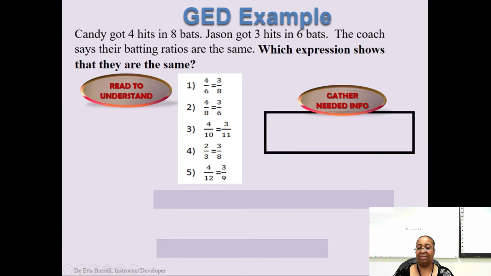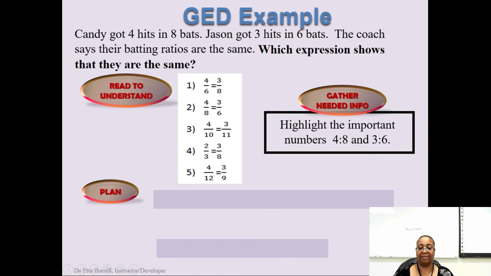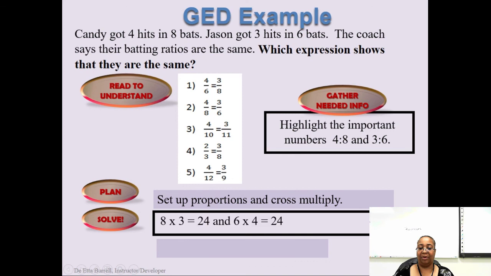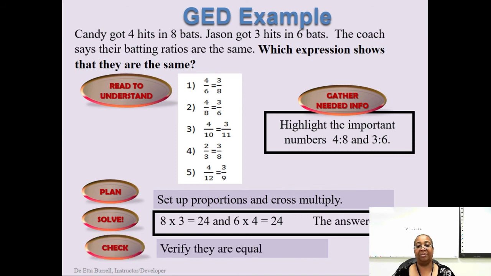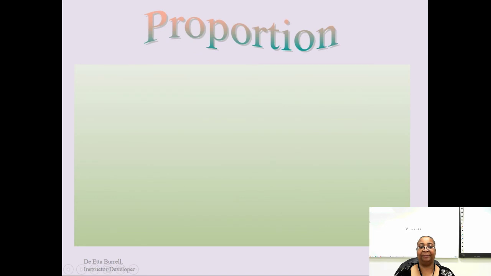When you gather the needed information, we already talked about that it was 4 to 8 and 3 to 6. Plan is to cross multiply, and we already solved it by taking the cross products and checking it. Now, I don't know on the GED if you have this much time to actually go through it, but if you can quickly eliminate using the elimination method that we did here and solve the problem, sometimes you may not be able to check it.